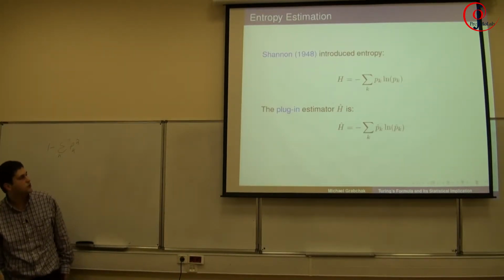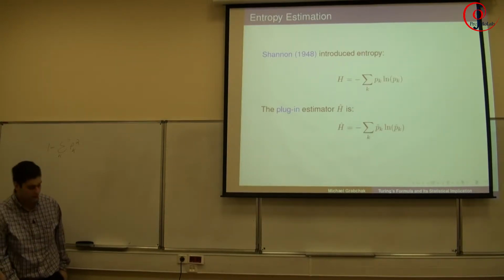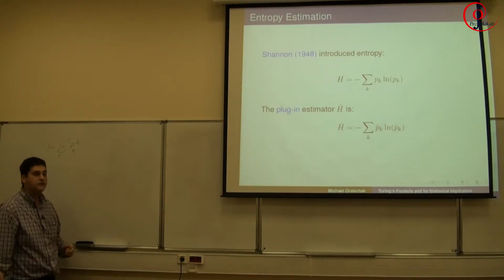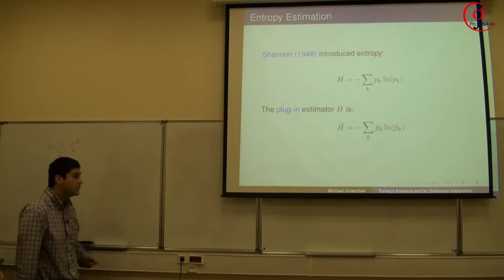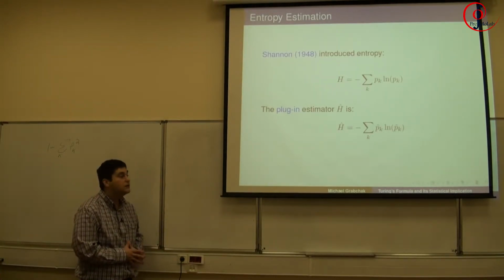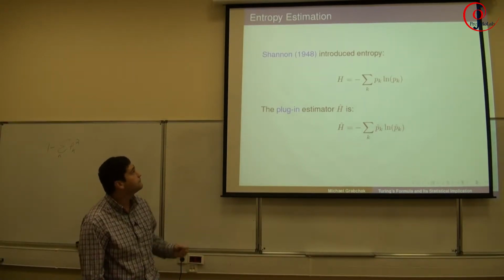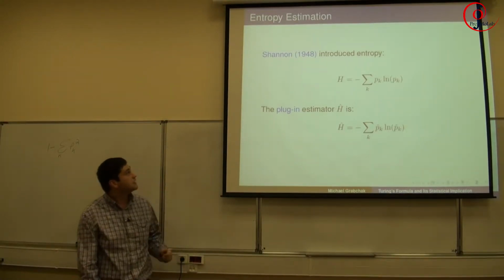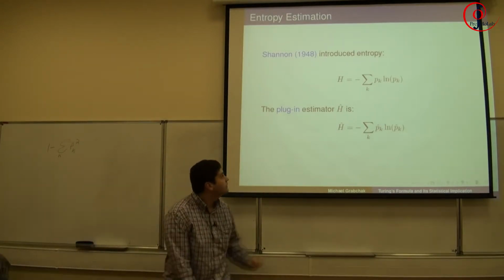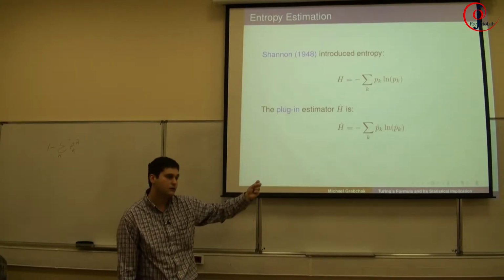So now I'd like to talk about how we can use this to estimate other diversity indices, and perhaps the most well-known diversity index is Shannon's entropy. Shannon introduced this index in 1948, and it's just the negative sum of p_k log p_k.